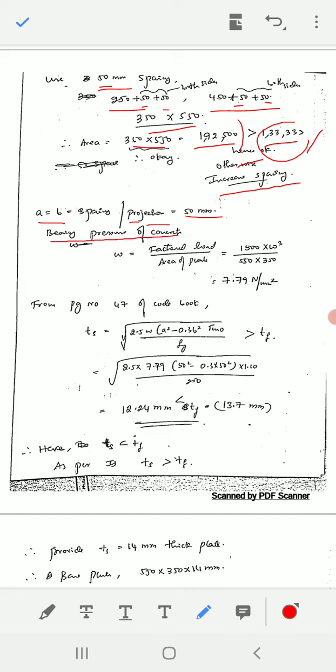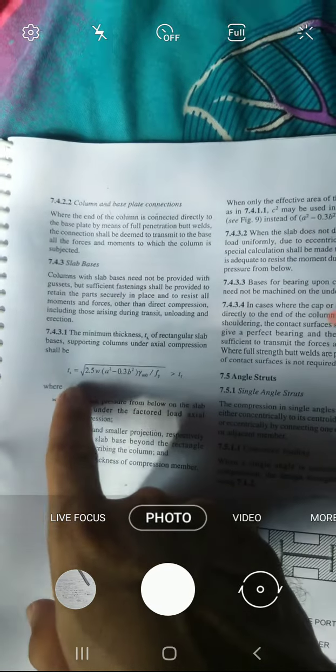Then you have to find out the bearing pressure of concrete, that is W is equal to factored load by area of the plate. Factored load we got, and the area of the plate is 550 into 350. Then you get the W value. Then we have to go to page number 47 of the codebook to find out the thickness of the slab base, how much thickness we have to give. Here on page number 47, this formula we have to use.